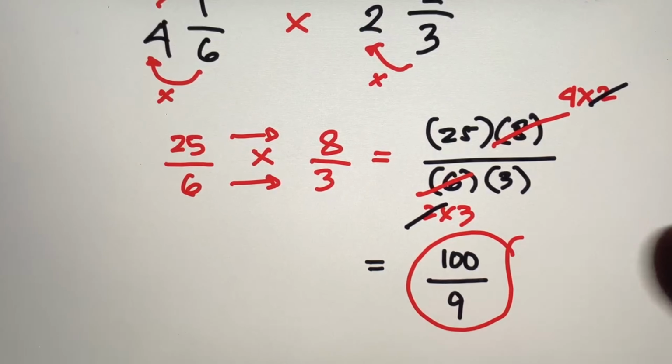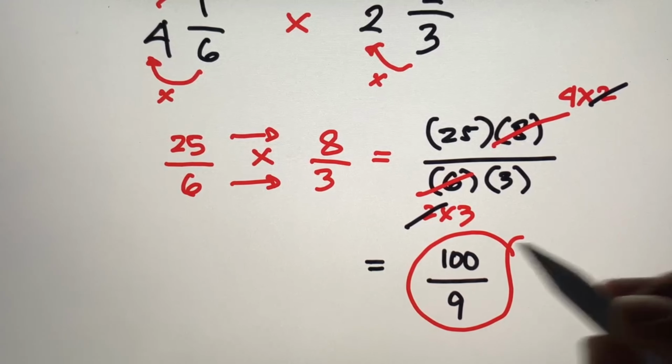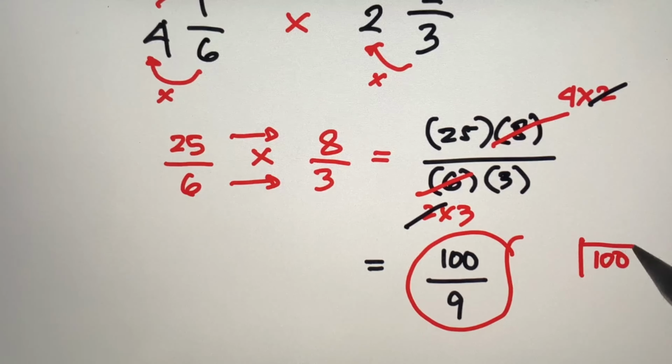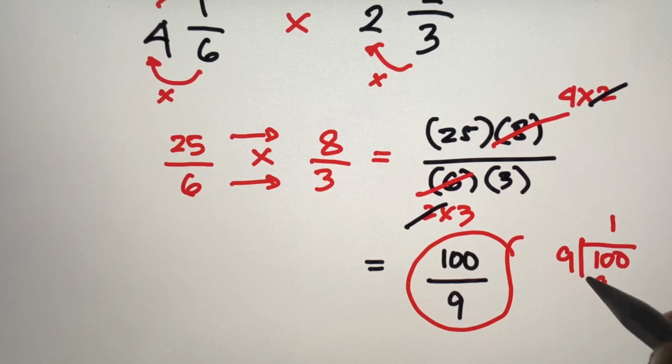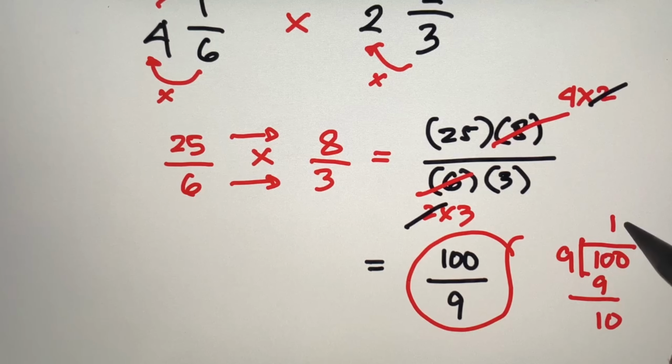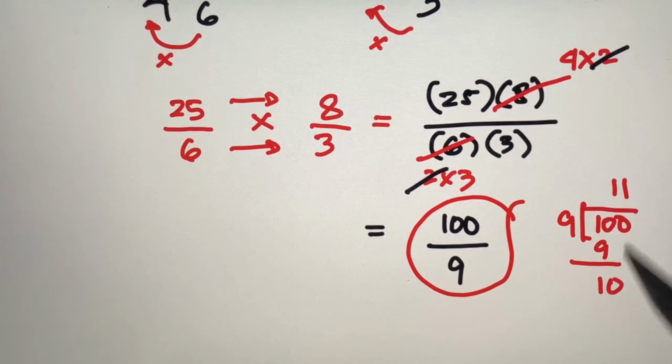If the choices in your exam or diagnostic test are not an improper fraction but a mixed form, then you just divide the numerator by the denominator. That would be 100 divided by 9. So that would be 10 divided by 9, that would be 1. 1 times 9, 10 minus 9 is 1. Bring down 0. You'll have again 10 divided by 9, that will be 1, and then 1 times 9 is 9, and then you'll have a remainder 1.